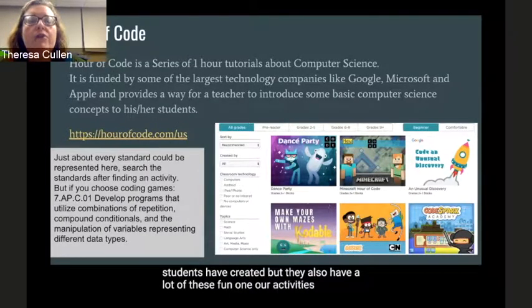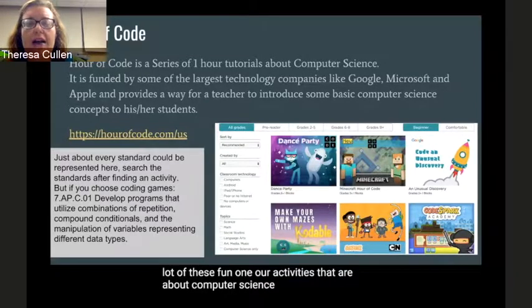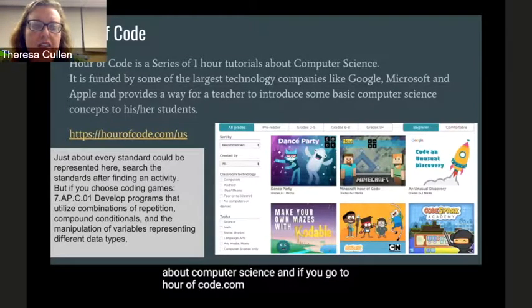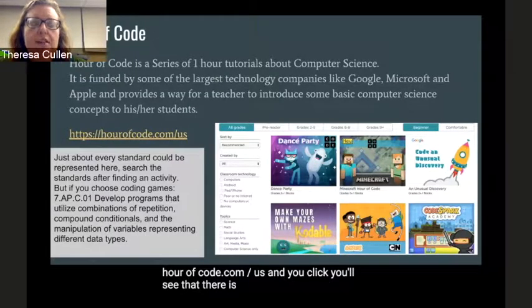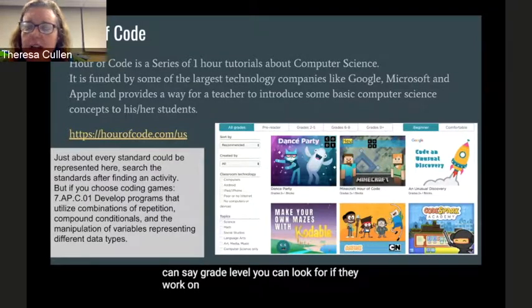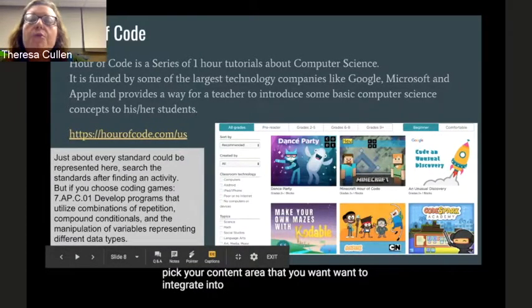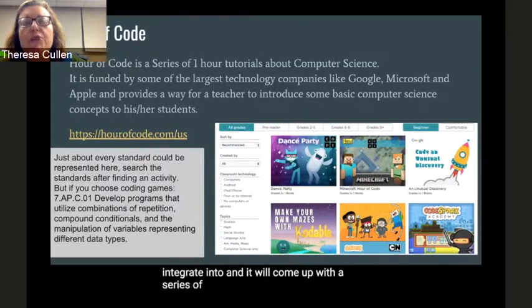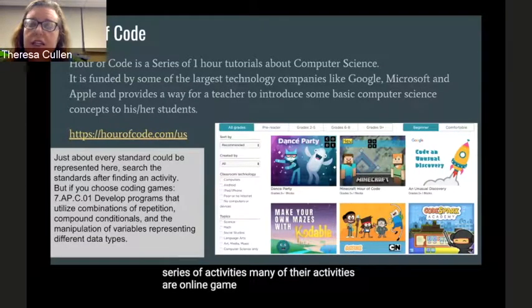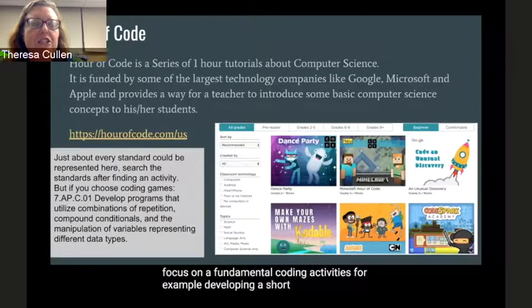And if you go to hourofcode.com/US and you click, you'll see that there is a search engine where you can say grade level. You can look for if they work on an iPad or an Android device, if you don't have any internet, and then you can pick your content area that you want to integrate into. And it will come up with a series of activities. Many of their activities are online games that you can play that focus on fundamental coding activities. For example, developing a short program that uses things like loops and repetition and conditional variables.